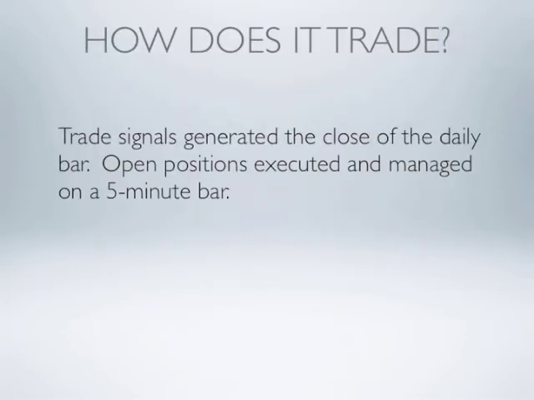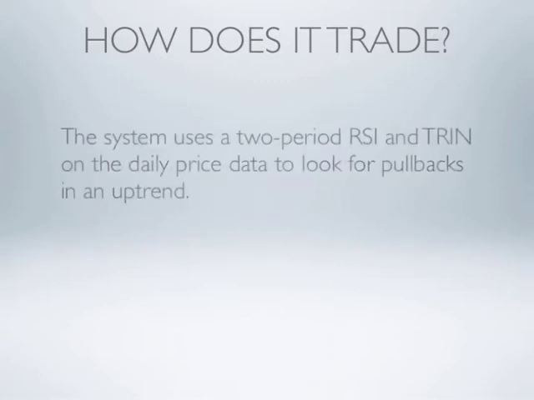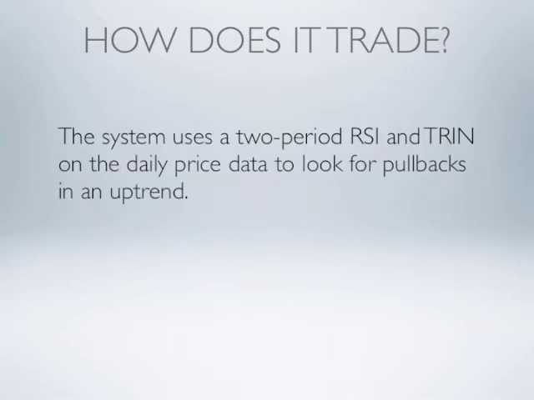Okay, so how does it trade? Trade signals are generated at the close of the daily bar, and positions are executed and managed on the 5-minute bar. The system uses a 2-period RSI and trend. So this is the heart of the system. It's going to use this on the price data to look for pullbacks in an uptrend.